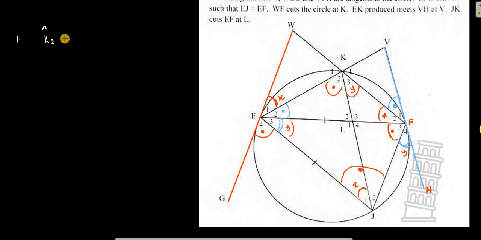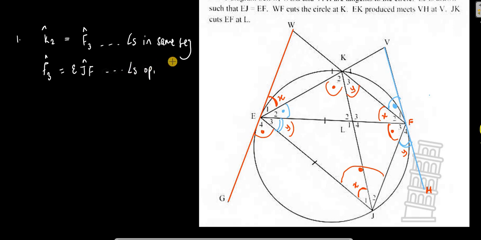Right. Angle K2 is equal to which angle? Angle F3 is equal to angle F3, guys. Those are angles in the same segment, okay? And then angle F3 is equal to EJF. Reason being what? These are angles opposite equal sides, okay?